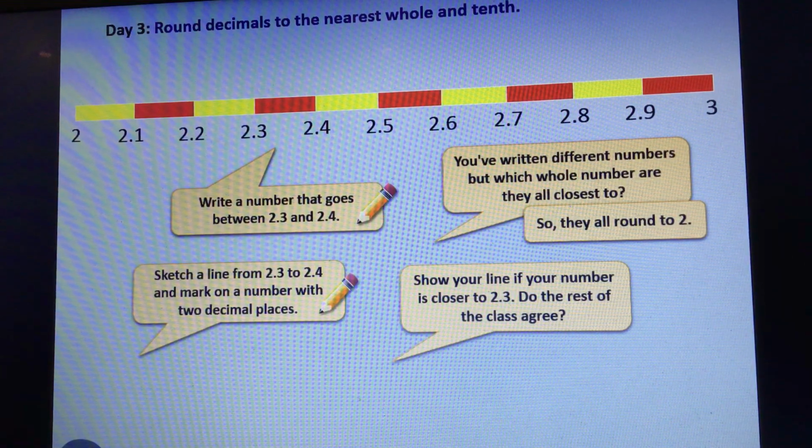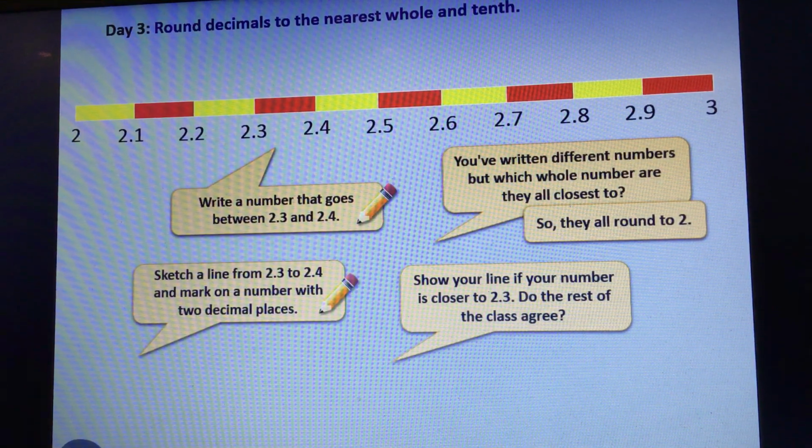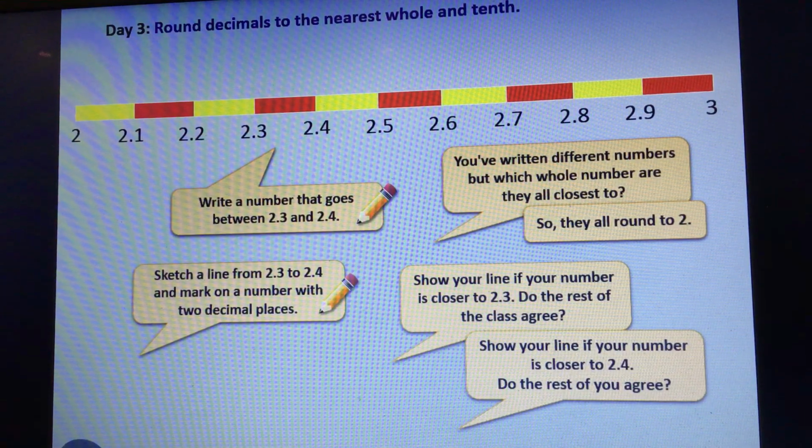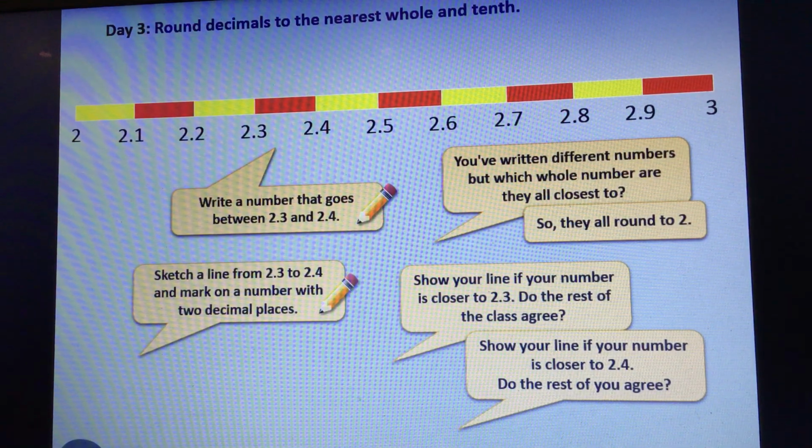This is to show you, this is the rest of the class. Well, the class aren't here, are they? COVID time. So hopefully you should realise whether yours is closer to 2.3 or closer to 2.4. Your number should be closer to 2.3 if it's less than 2.35, and it's closer to 2.4 if it's more than 2.35. 5 is the magic number here.